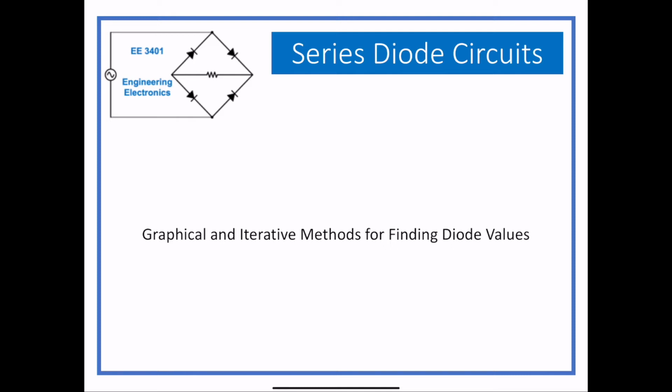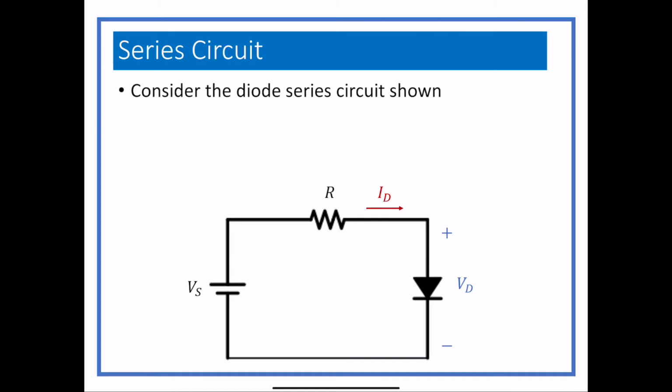Today we are going to look at two different ways of finding exact values for diodes that are in circuits, especially series circuits. There's actually a couple of ways we can determine the exact value, and we're going to look at both of them. So first of all, we're going to look at a series circuit.